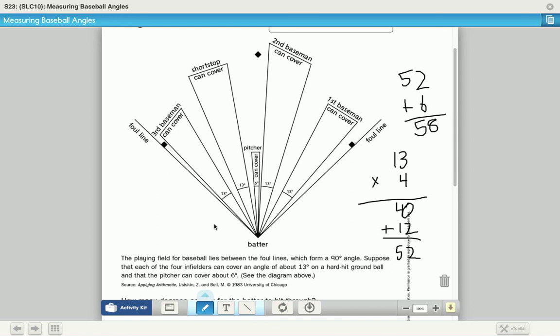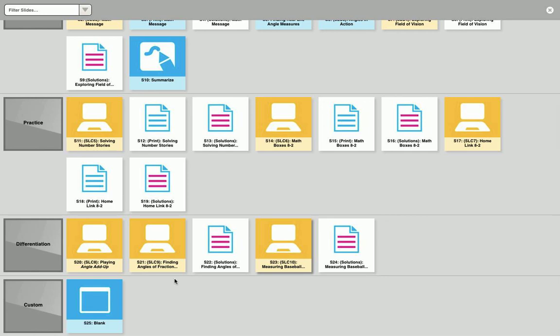And we said that this whole thing is 90 degrees. So you'd have to do 90 minus 58. So we'd have to borrow here. 10 minus 8 is 2. 8 minus 5 is 3. So 32 degrees is what's left for the batter to hit through. So you've got to figure out how to get your angles just right if you want to get a base hit. All right, so let's go ahead and look at our home link.